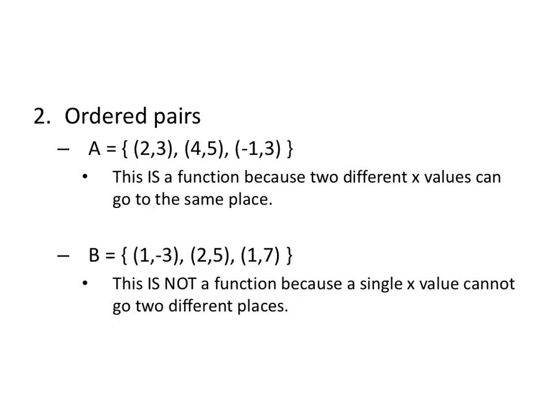Ordered pairs. If I have the set A, which is the set of ordered pairs (2, 3), (4, 5), and (negative 1, 3), this is a function because two different x values, 2 and negative 1, can go to the same place, 3, right? You and your friend could have the same class. You could be going to the same Super Bowl party. But ordered pair set B, (1, negative 3), (2, 5), and (1, 7), is not a function because a single x value cannot go two different places. One cannot go to negative 3 while it's also going to 7. So that's not okay. But in set A, this is acceptable for functions.